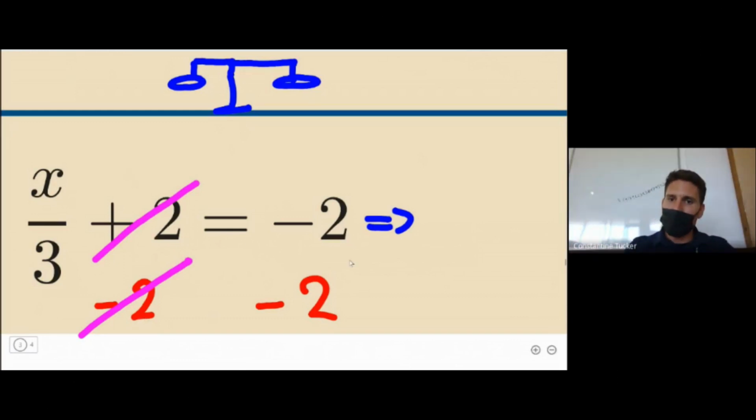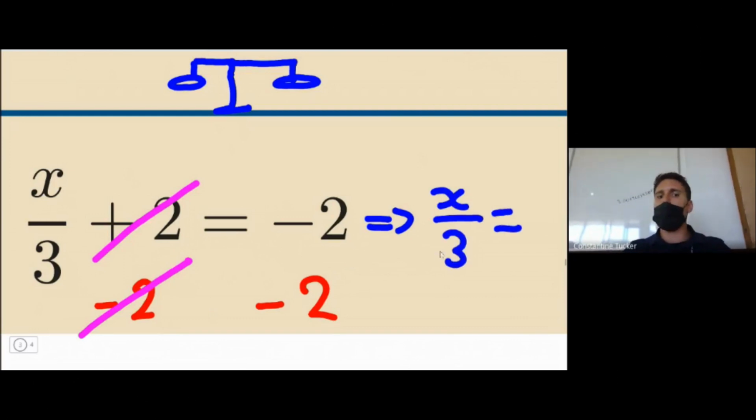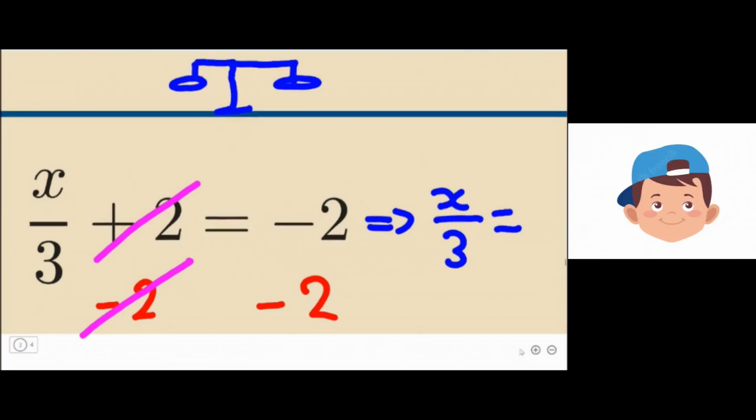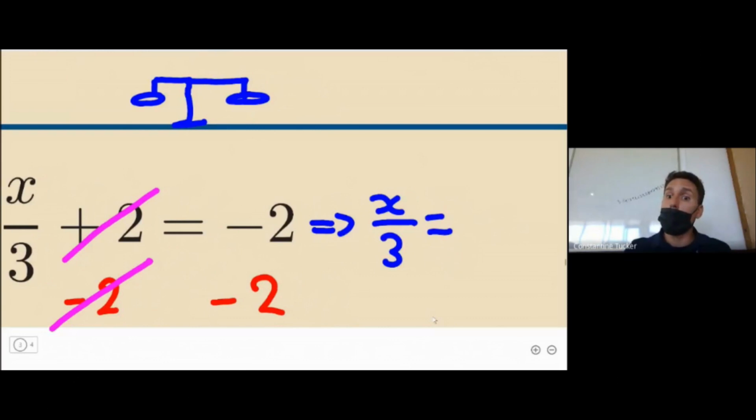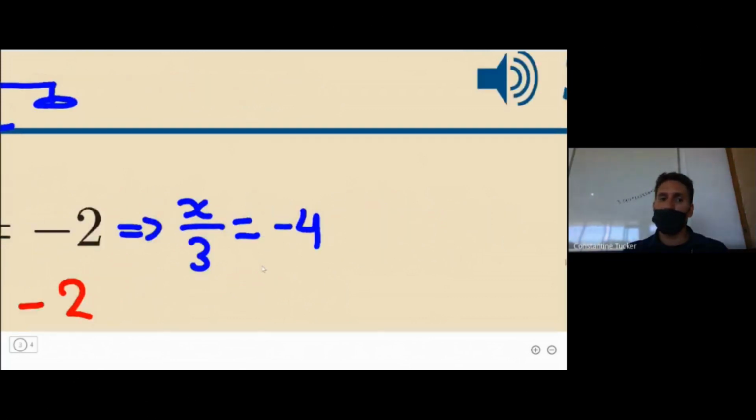So you're left with x over 3 is equal to, and what is minus 2 minus 2? High level maths. Minus 2 minus 2. Negative 4. Yes. 0 would be minus 2 plus 2, or plus 2 minus 2. Okay, no worries. So now we are here. x over 3 is minus 4.